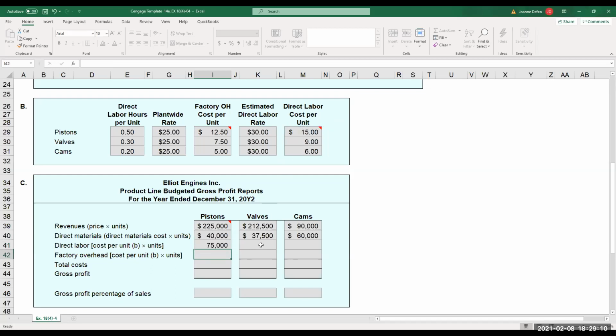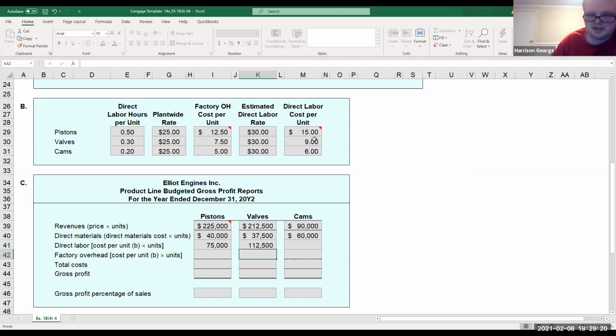And then here, it's going to equal 12,500 times what we computed here, 9. And here, it's going to be equal plus 1,500 times what we computed here.